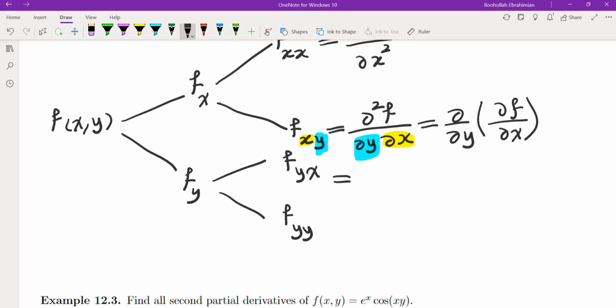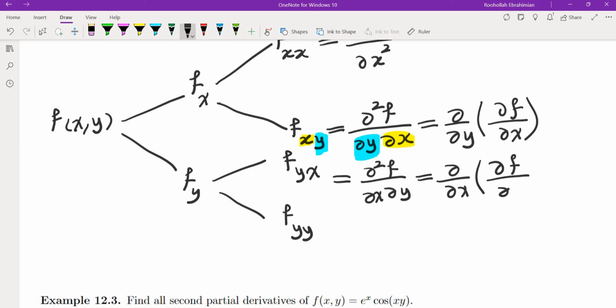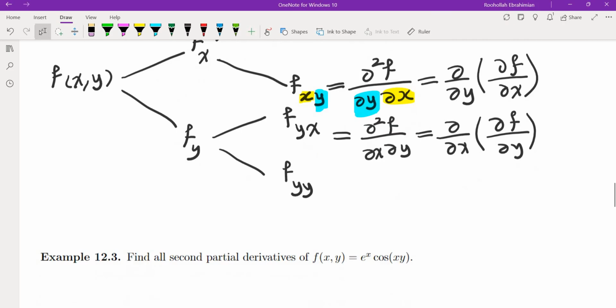The next one, f sub yx, that's the second partial of f with respect to y first, because y is on the left, and then with respect to x. So that would be partial with respect to x of partial of f with respect to y. And this one can be written as second partial of f with respect to y.